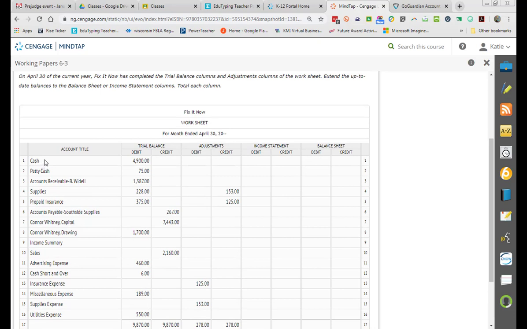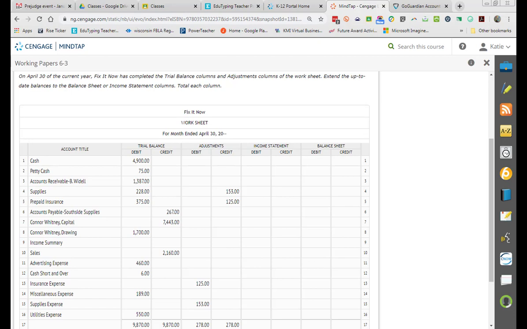Line 1 is cash. What type of an account is cash? What side again? That's its balance side. What kind of classification? What's that? The classification. Gotta stop talking. Thank you, asset. So, assets go where? Income statement or balance sheet? It is balance sheet. So I'm going to take $4,900 from my trial balance debit, and I'm going to put it on my balance sheet as a debit.